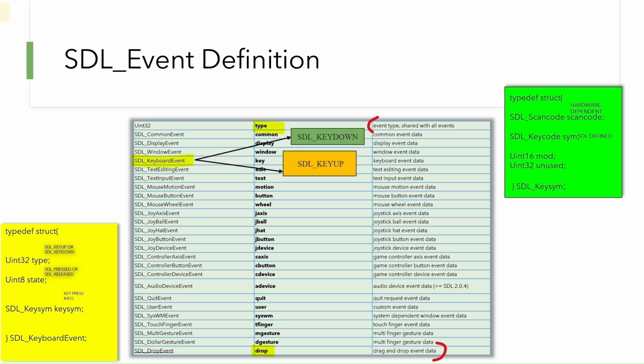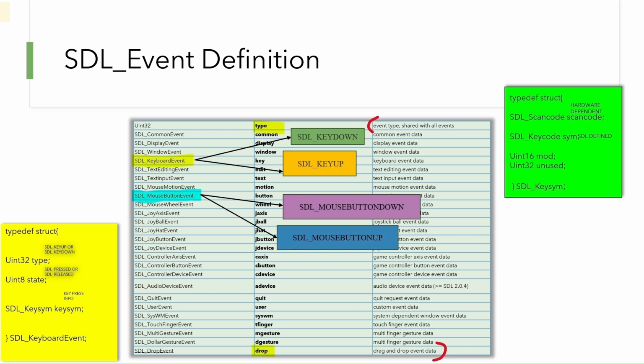Now let's take another example. If we look at the member button, that is of SDL mouse button event type. When we're talking about a mouse button, it could be clicked or released. When the mouse button is clicked, the event reported is SDL mouse button down. When the mouse button is released, the event reported is SDL mouse button up.